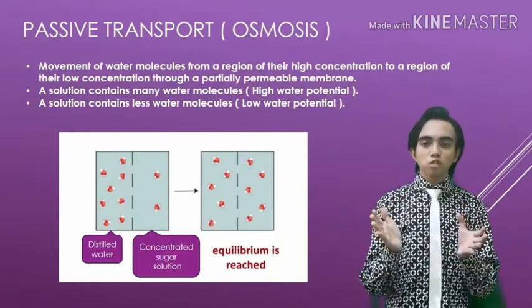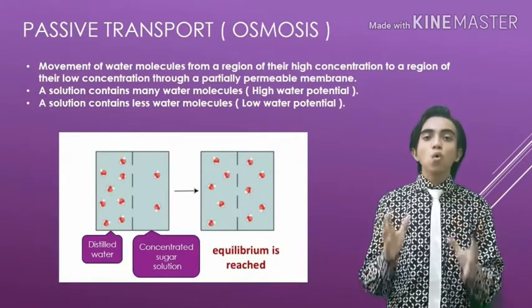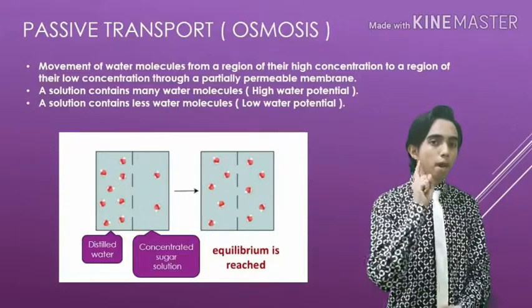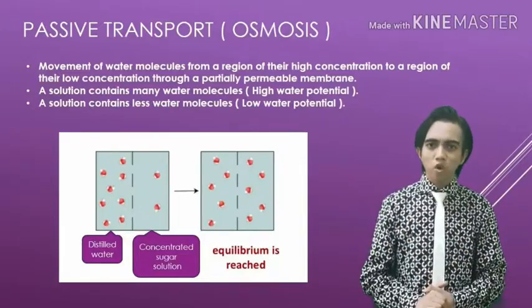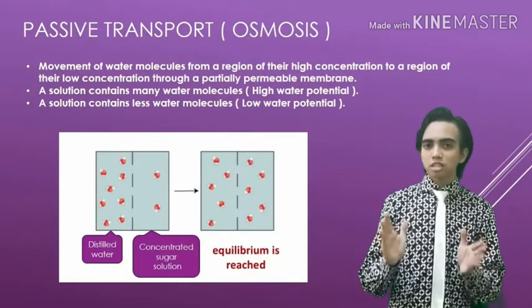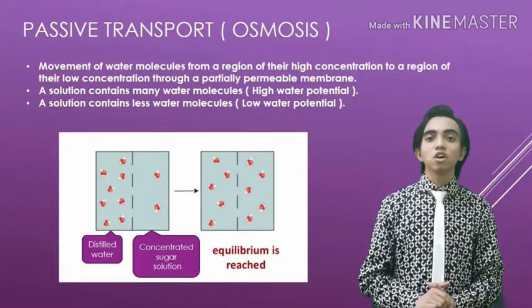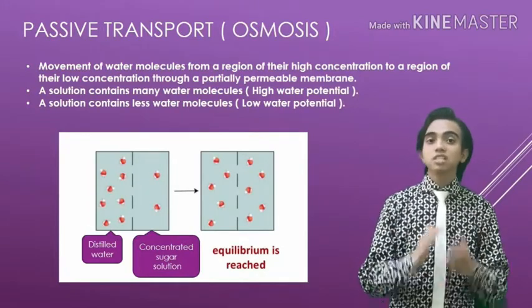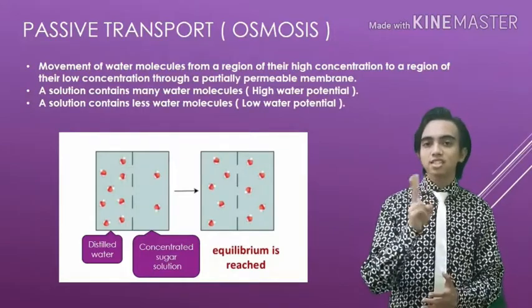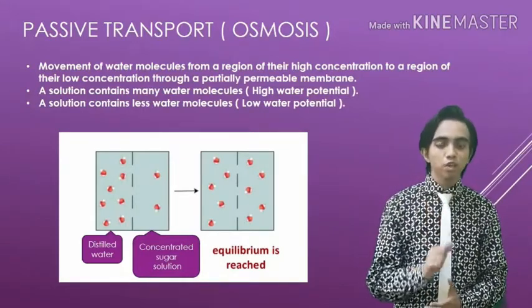Osmosis only involves water molecules. Remember it. And it involves a partially permeable membrane. If there is no partially permeable membrane, it is actually not the osmosis process, but simple diffusion. So this is the difference between simple diffusion and the osmosis process.